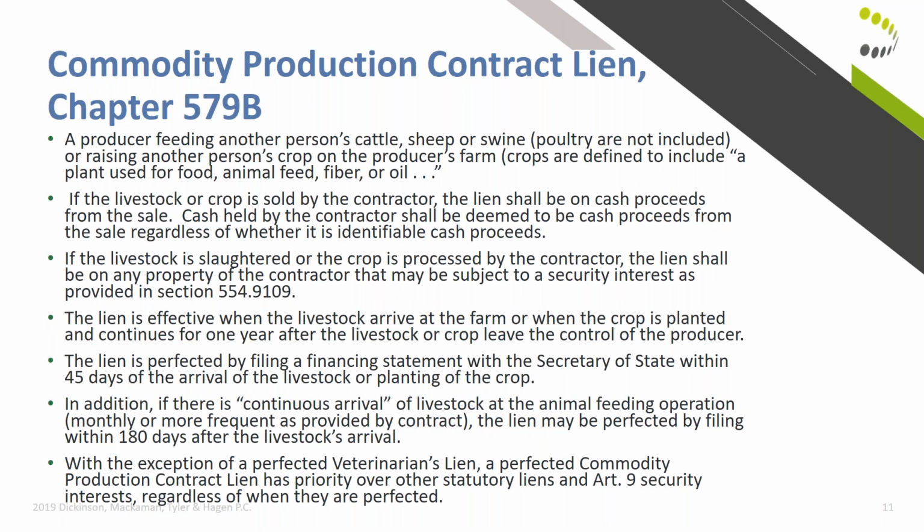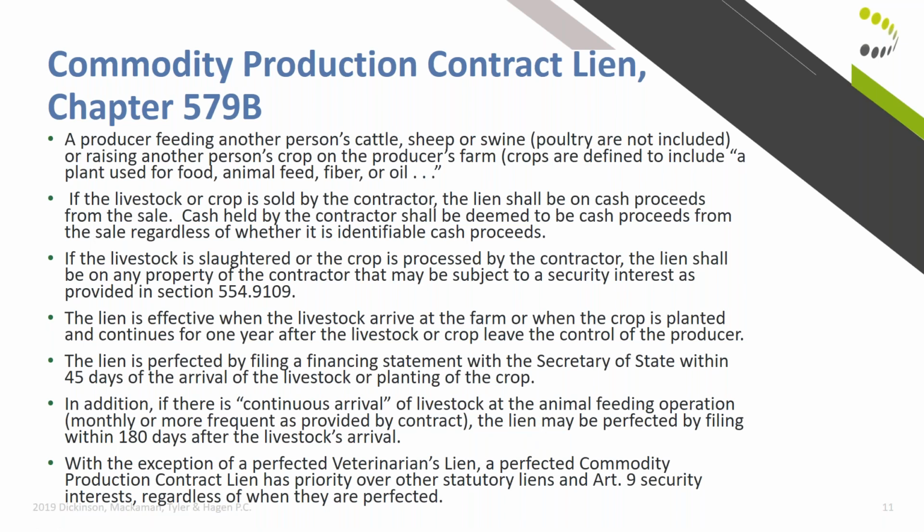The commodity production contract lien is when a producer is feeding another person's livestock, not including poultry, or raising another person's crop on the producer's farm. And the purpose must be for food, animal feed, fiber, or oil. If the livestock or crop is sold by the contractor, the lien can be on the cash proceeds from that sale, and the cash held by the contractor shall be deemed to be cash proceeds from the sale, regardless of whether it is identifiable or not.